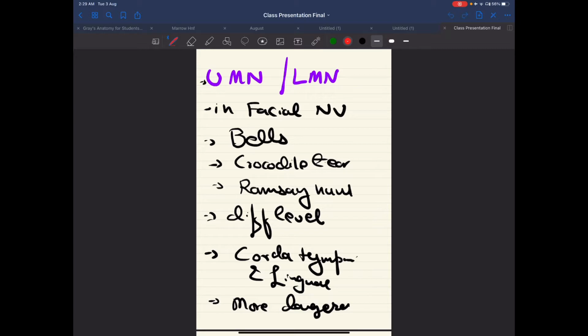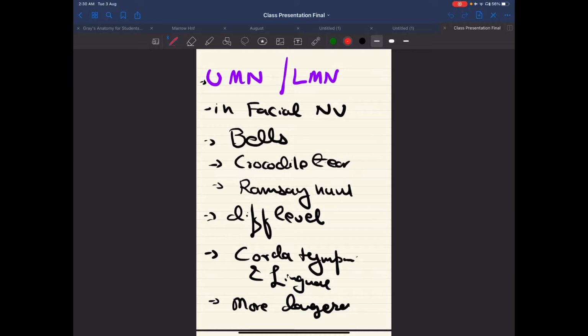Then we'll talk about a special type of palsy, which is called Bell's palsy. Then we'll talk about some of the symptoms of Bell's palsy. Then two very special phenomena, which are called the crocodile tear syndrome and the Ramsay Hunt syndrome. Then we'll discuss the lower motor neuron palsy of the facial nerve at different levels. And in the end, I would like to finish by talking about chorda tympani and the lingual nerve injury. After that, for last, I have a clinical case scenario for you.